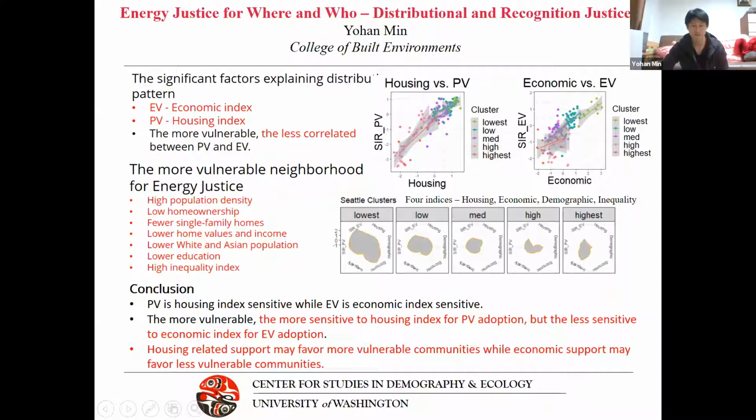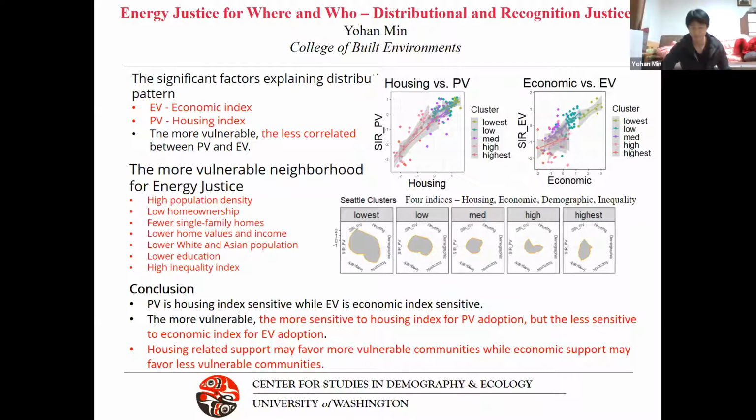The result shows PV is housing index sensitive, while EV is economic index sensitive. In particular, the more vulnerable, the more sensitive to the housing index for PV adoption, but the less sensitive to the economic index for EV adoption. Furthermore, the more vulnerable, the less correlated between EV and PV.